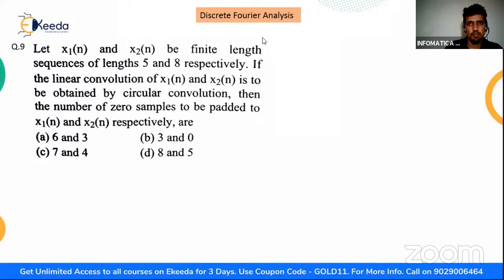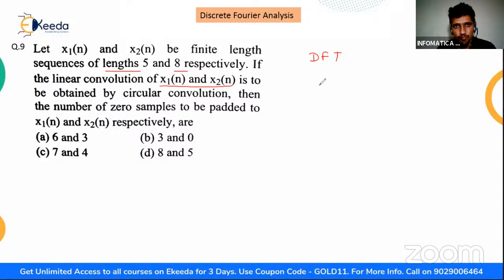This is again a basic question, or you can say a conceptual question in DFT. What they are saying is that two finite duration sequences or signals are there. One has duration 5, the other has a length of 8. For linear convolution there is a property in the discrete Fourier transform. The property says that linear convolution can be obtained by zero padding these samples.